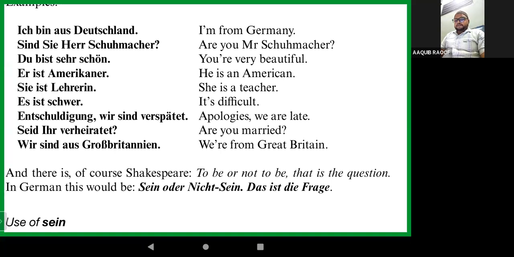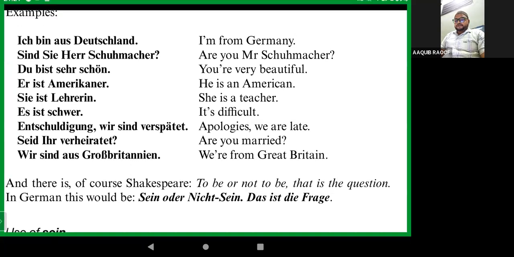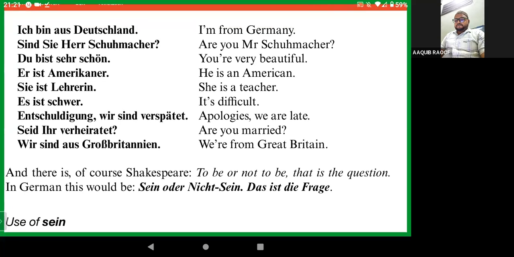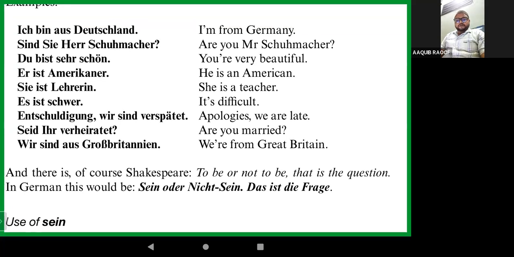Now, look at this sentence again, how they use I am from Germany. Ich bin aus Deutschland. Are you Mr. Schumacher? Sind Sie Herr Schumacher? Mr. is Herr. Sind Sie Herr Schumacher?